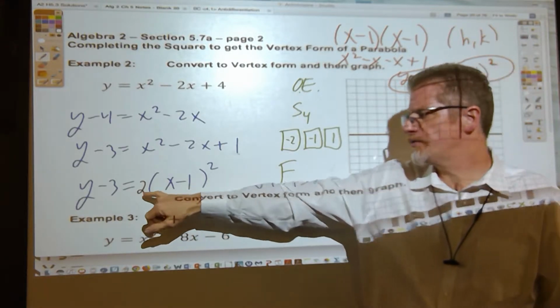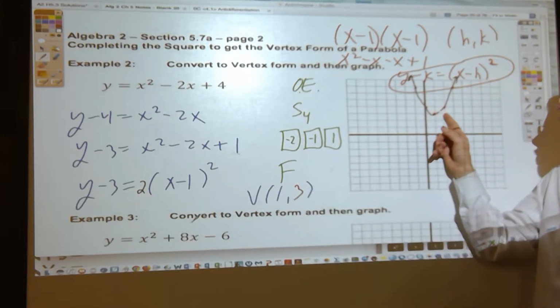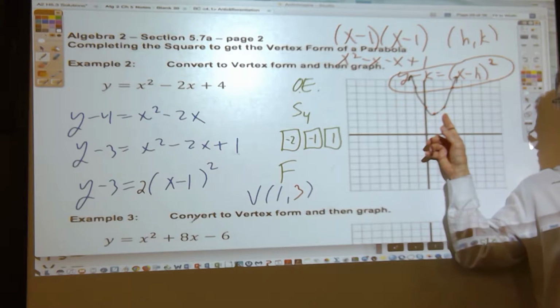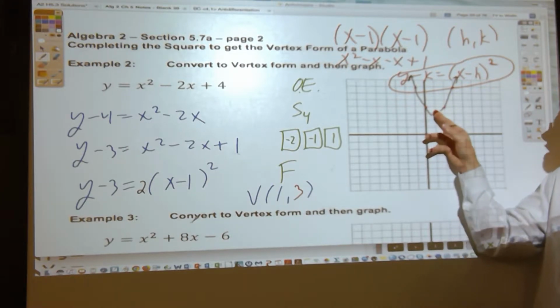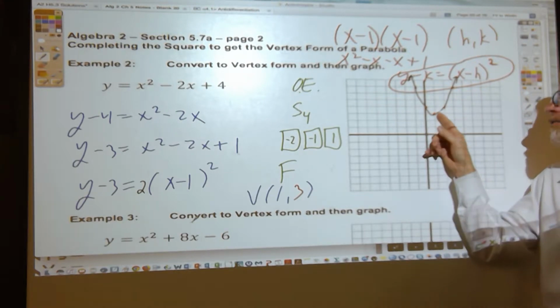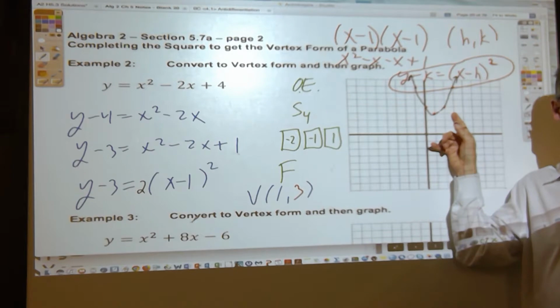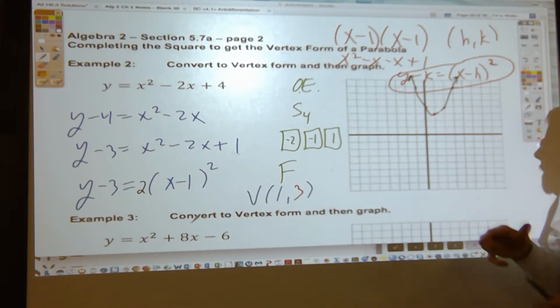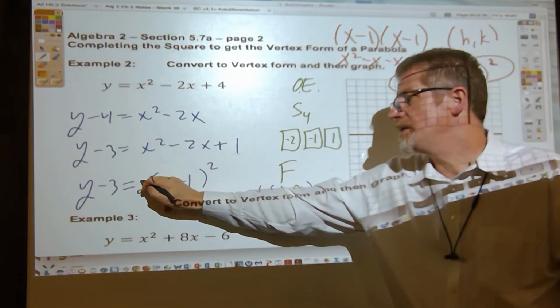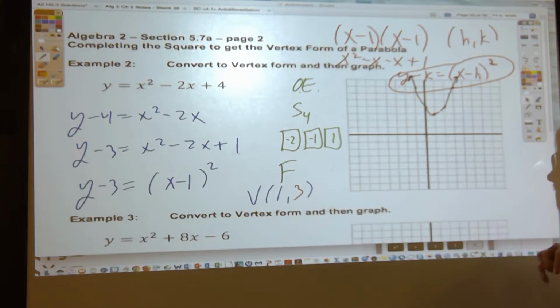If somehow a 2 would have ended up here, it would have been over 1 up how far? Class? 2 is correct. Over 1 up 2. And instead of over 2 up 4, it would have been over 2 up how much? 8 is correct. So, I mean, it wasn't, but it will be pretty soon.